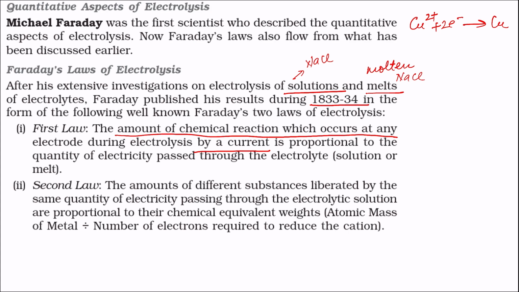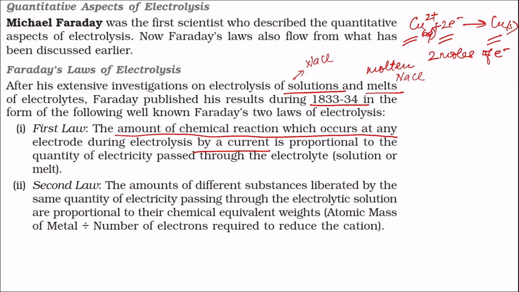For example, in this balanced reduction reaction, it can be seen that 1 mole of copper ions accepts 2 moles of electrons to form 1 mole of copper in solid state. These are the copper ions present in aqueous solution. So the amount of electrons used is 2 moles of electrons.